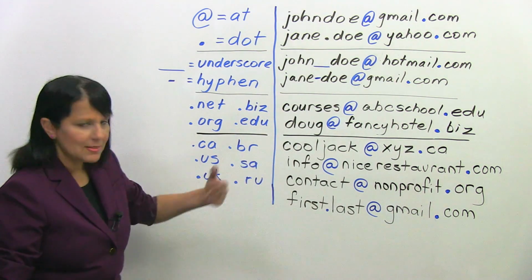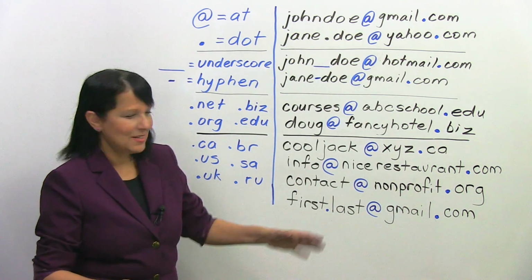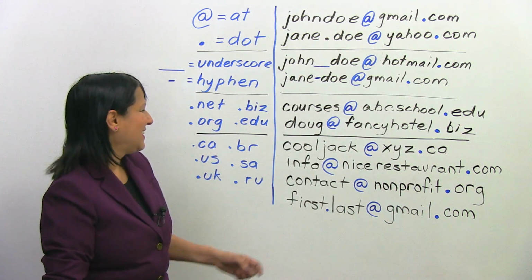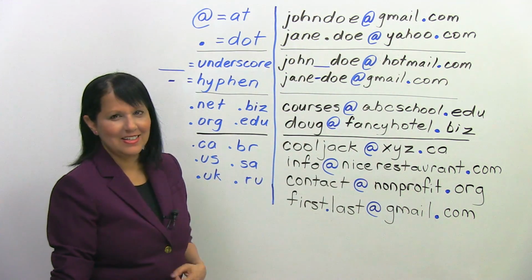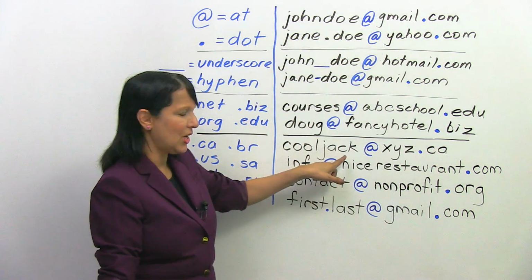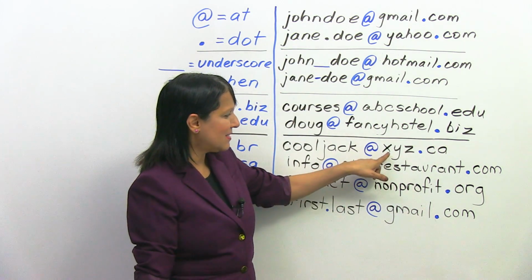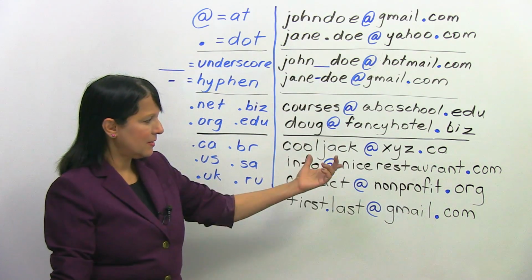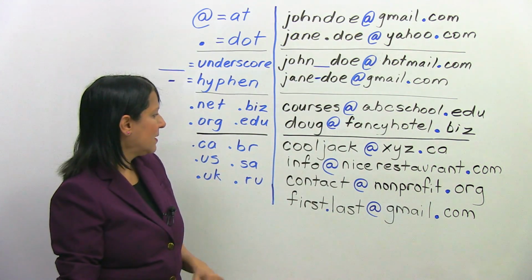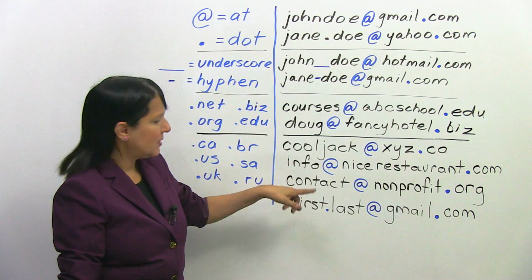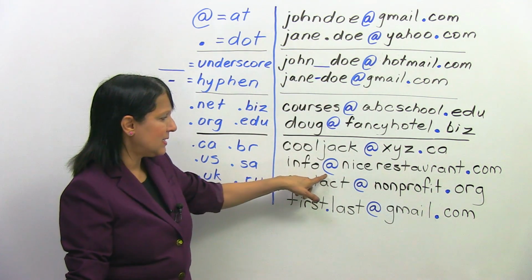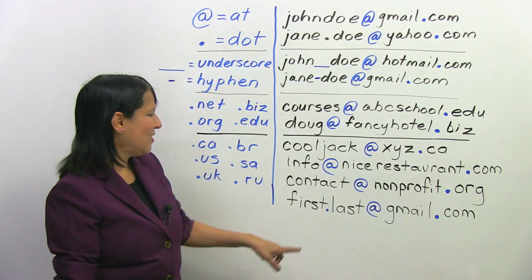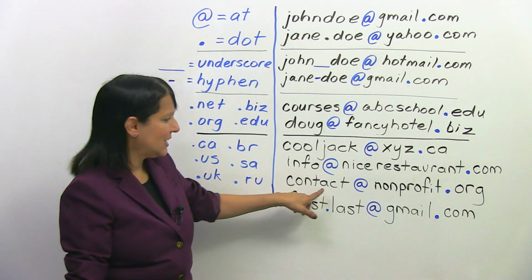All right, so let's now practice everything we've learned by saying a few more email addresses, okay? Are you with me? Good. All right, here's this guy. He's really cool. His name is CoolJack at xyz.ca. Okay, remember? That's a country code, Canada. Here's another example. Info at nicerestaurant.com. Okay? Or contact at nonprofit.org.